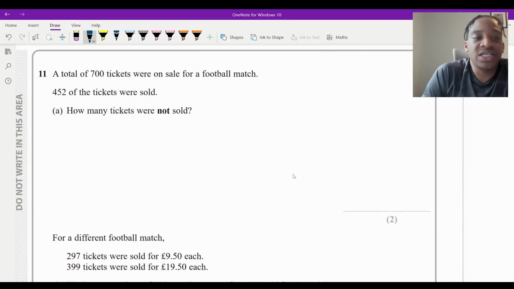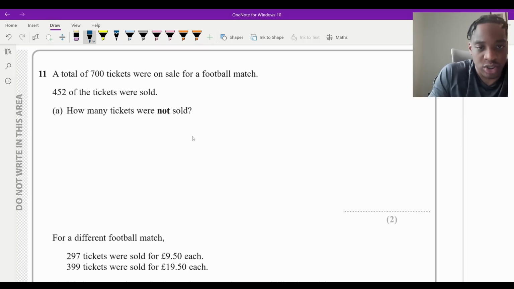Okay, so question 11 says a total of 700 tickets were on the sale for a football match. 452 of the tickets were sold. How many tickets were not sold? Okay, well, if we have 700 tickets and 452 were sold, that means that the amount that weren't sold would just be 700 take away 452, the remaining.